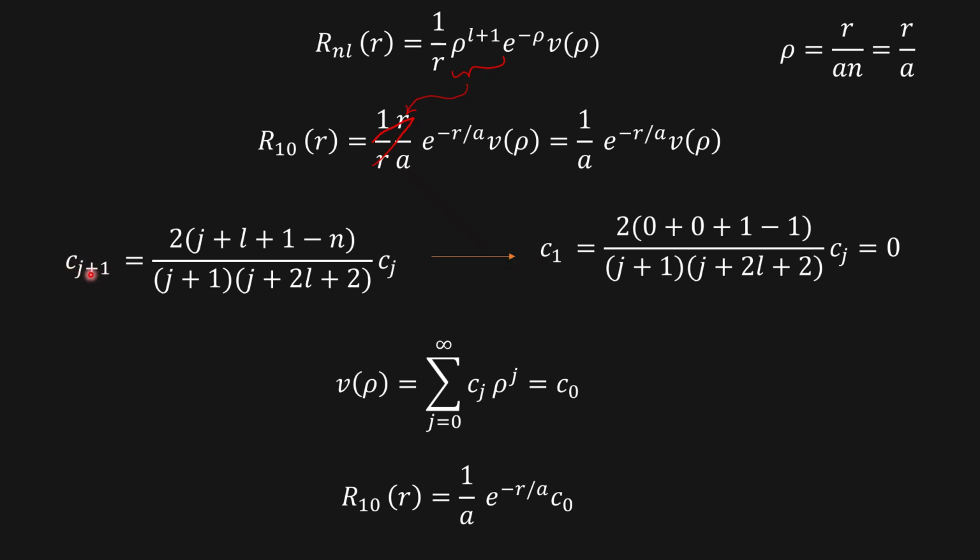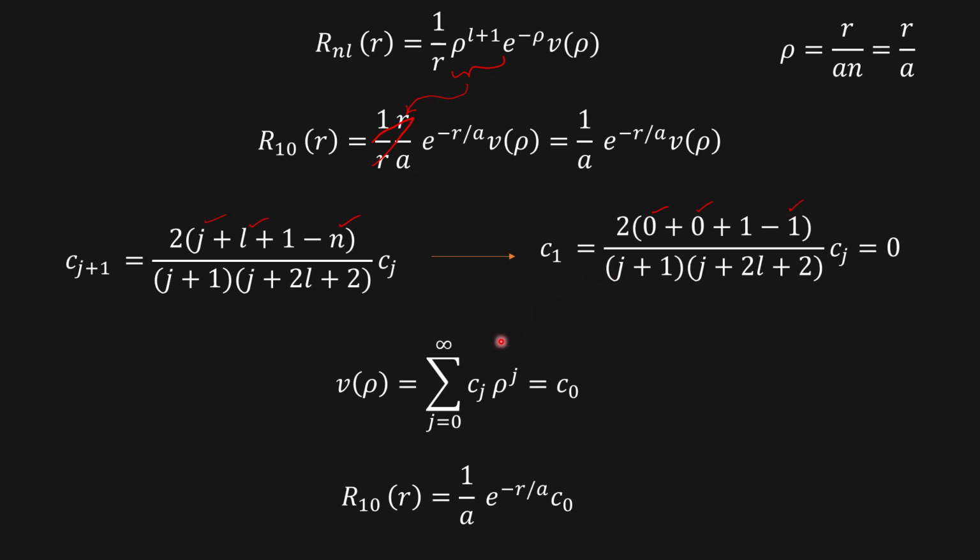j equal to 0 means this will become c_1. So the first j is equal to 0, I have written like this. Then l is 0, we have taken l as 0, then 1 minus n. Here n is also 1. So see the terms inside the bracket: 1 minus 1 is 0. So c_1 becomes 0, and all the coefficients after c_1 will get cancelled.